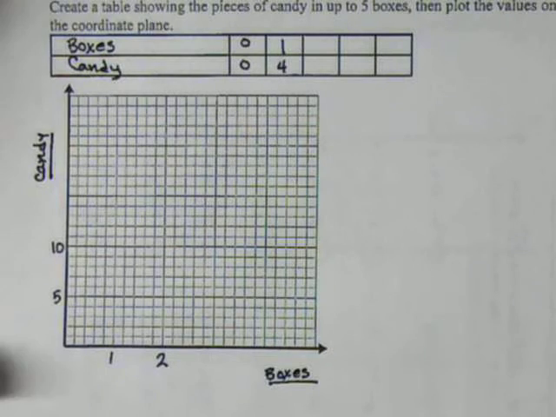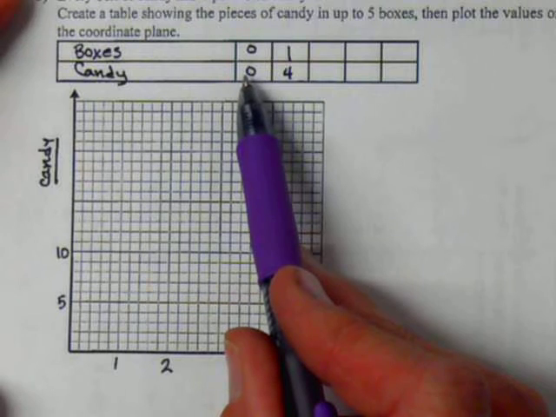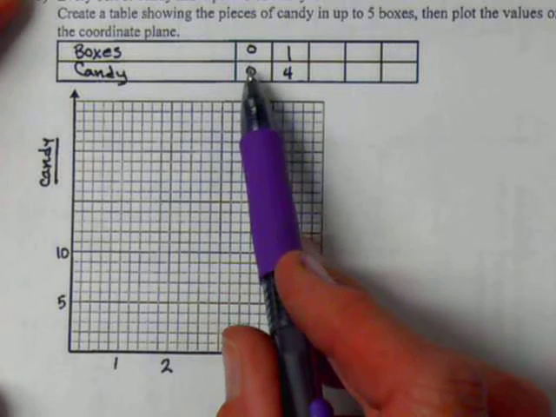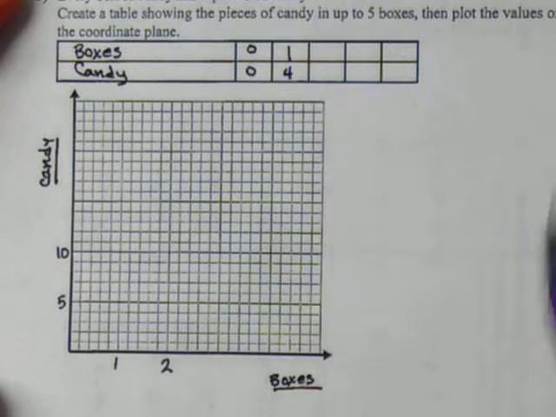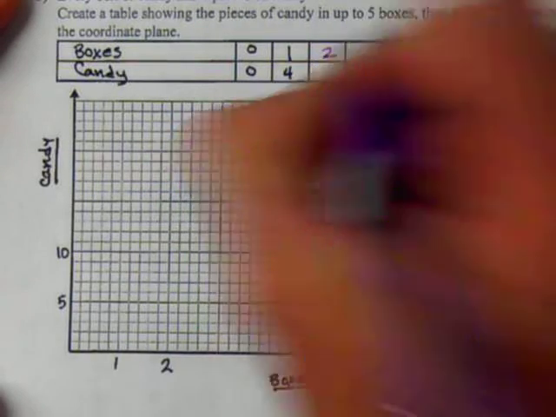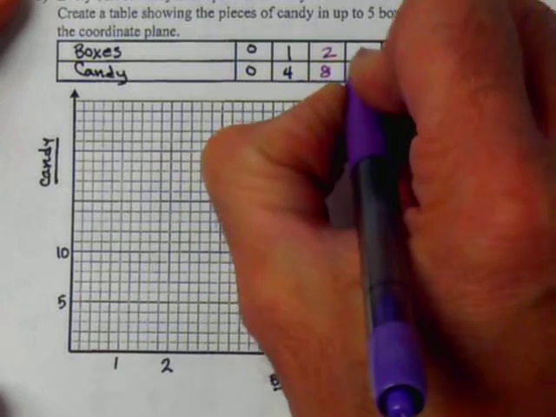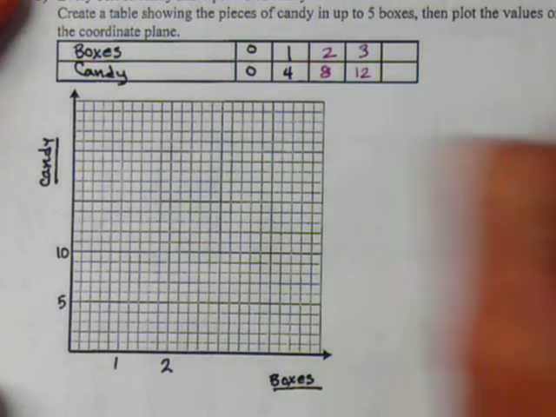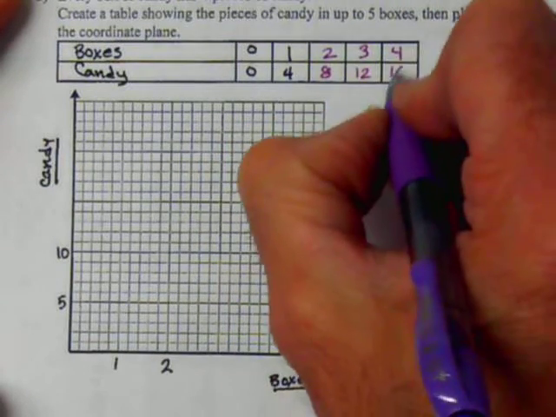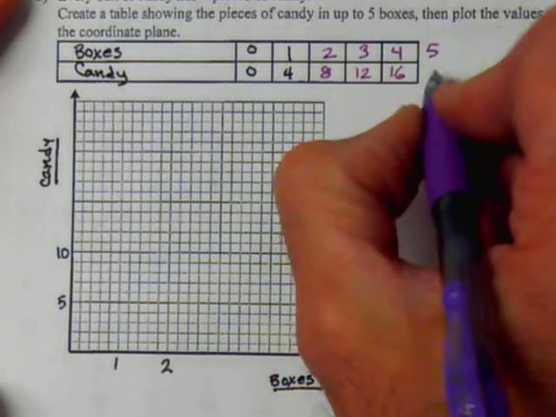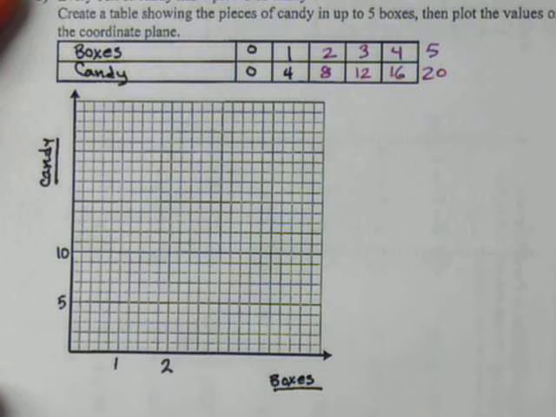So I've already started it. 0 boxes of candy gives me 0 pieces of candy. 1 box is 4 pieces of candy, so we're seeing a growth rate of 4. So every box, and I have 2, that's going to be 4 more, that will be 8. 3 boxes will be 12, 4 more. 4 boxes will be 16, and outside the table here is 5 boxes and 20 pieces of candy.